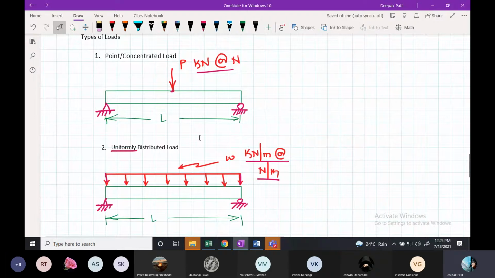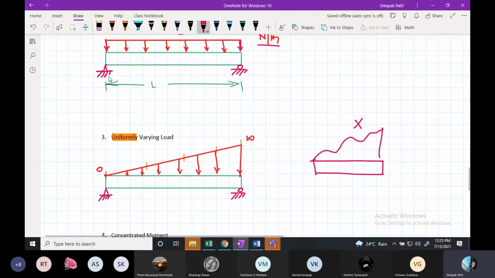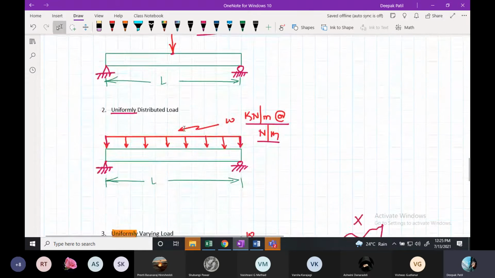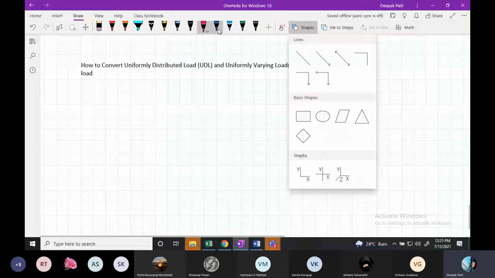Now how to represent this uniformly distributed load as an equivalent point load, and how to represent this uniformly varying load as an equivalent point load? Because in the numerical examples, you may have to convert these loads to get the further answers. So let us see how to do that.